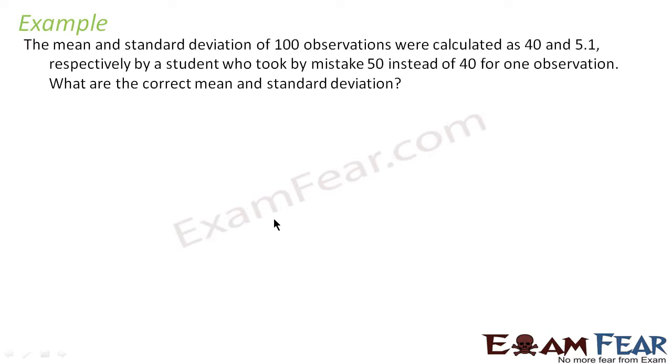The mean and standard deviation of 100 observations were calculated as 40 and 5.1 by a student who mistook 50 instead of 40 for one observation. We have to find the correct mean and correct standard deviation.